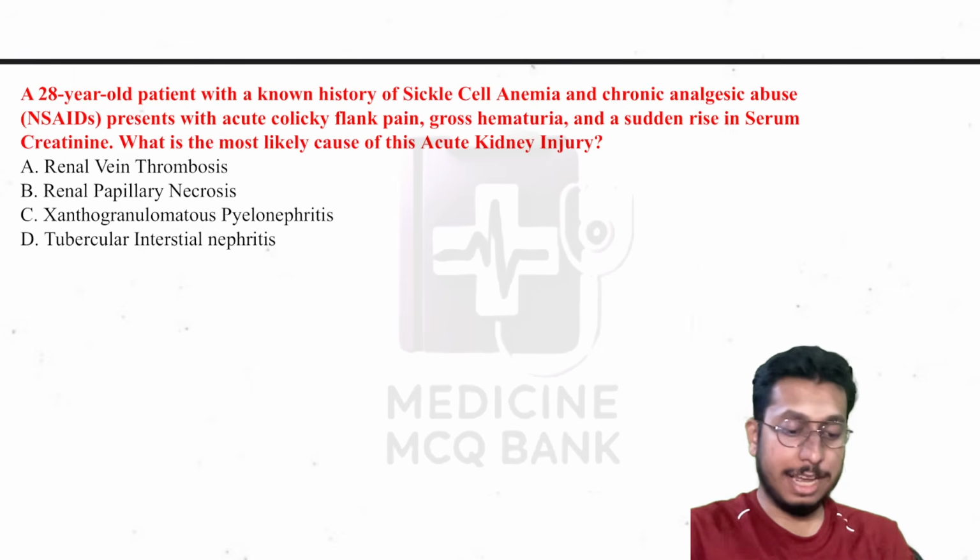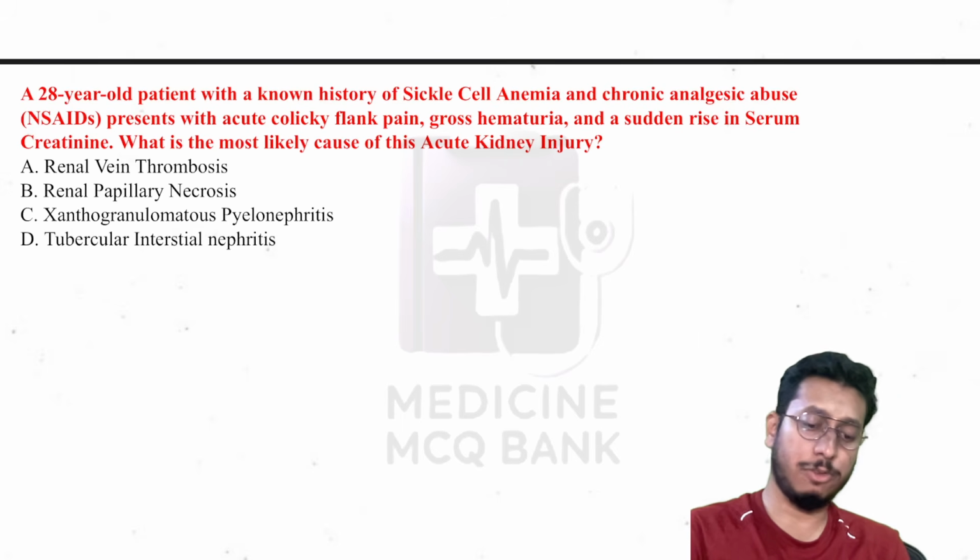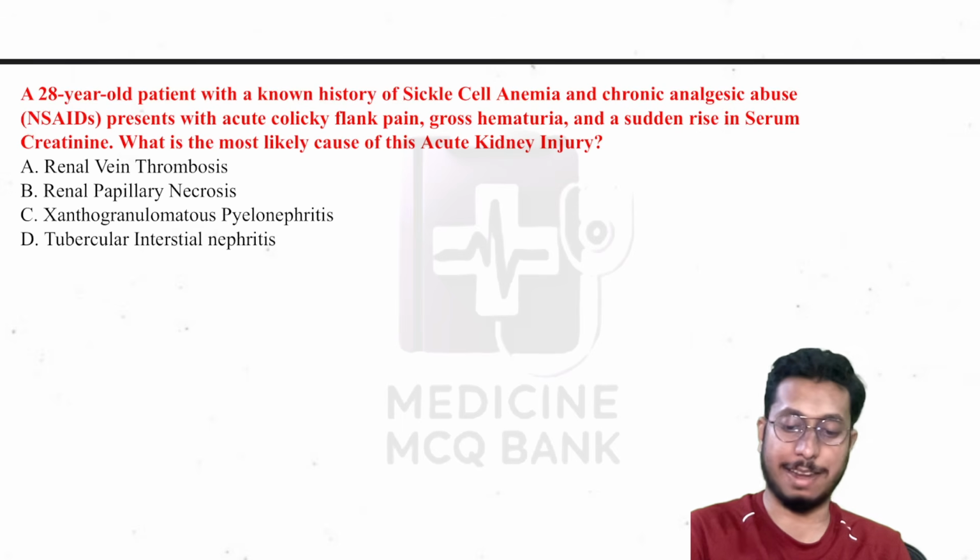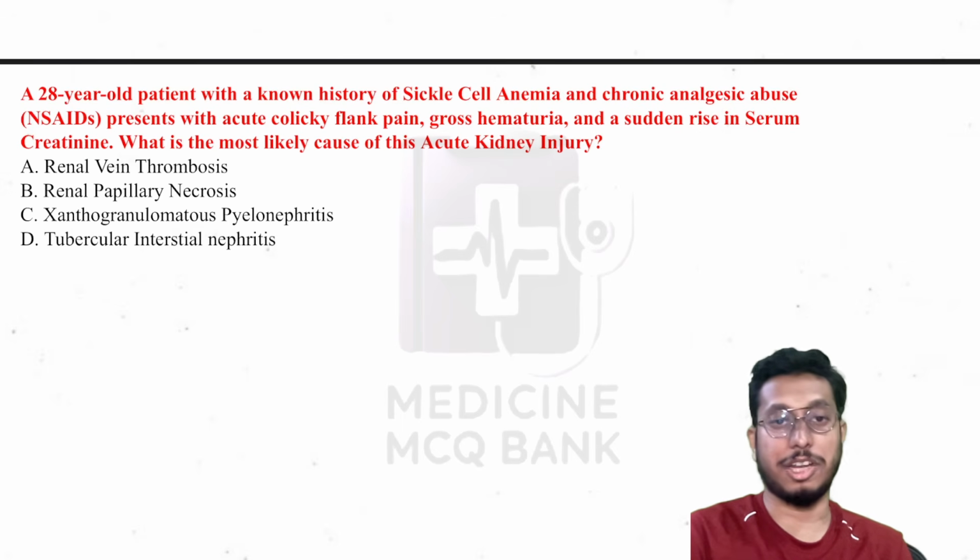A 28-year-old patient with known history of sickle cell anemia and chronic analgesic abuse presents with acute colicky flank pain, gross hematuria, and a rise in serum creatinine. So what is the condition?